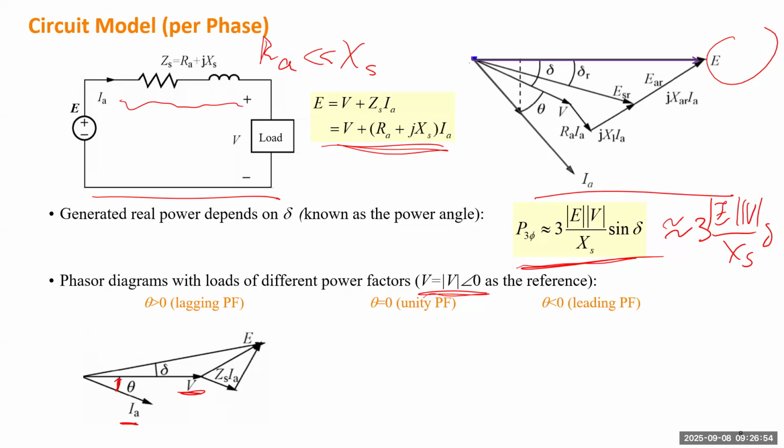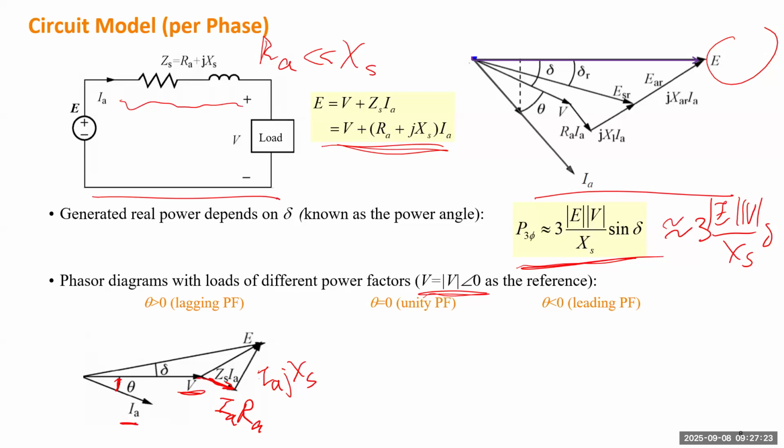Then the voltage drop on the resistance will be the current multiplied by the resistance, because resistance is a real number. So it will generate a little voltage drop in the same direction as the current. Next, we want to draw the voltage drop due to the reactance. So it will be IA multiplied by jXS.